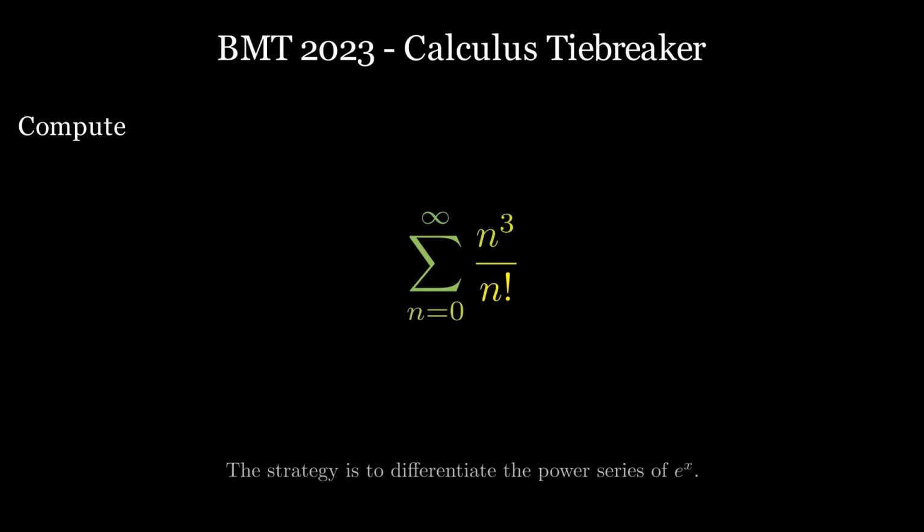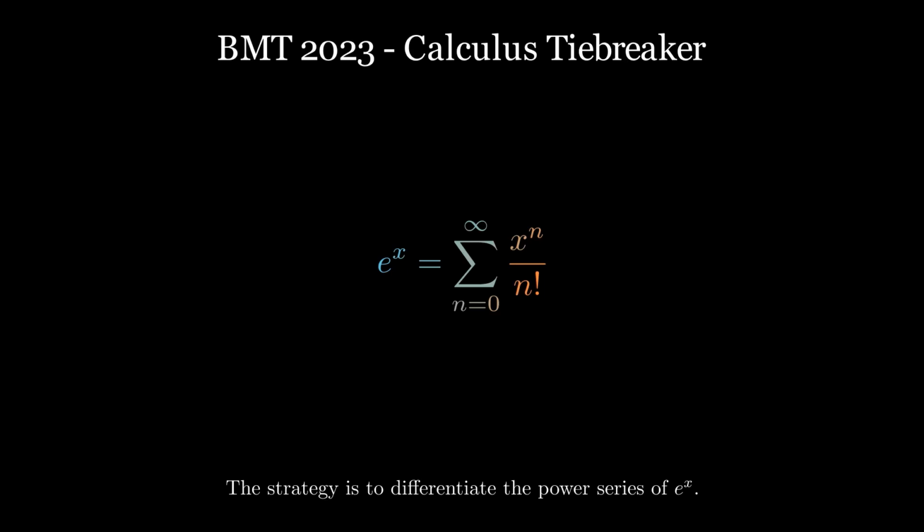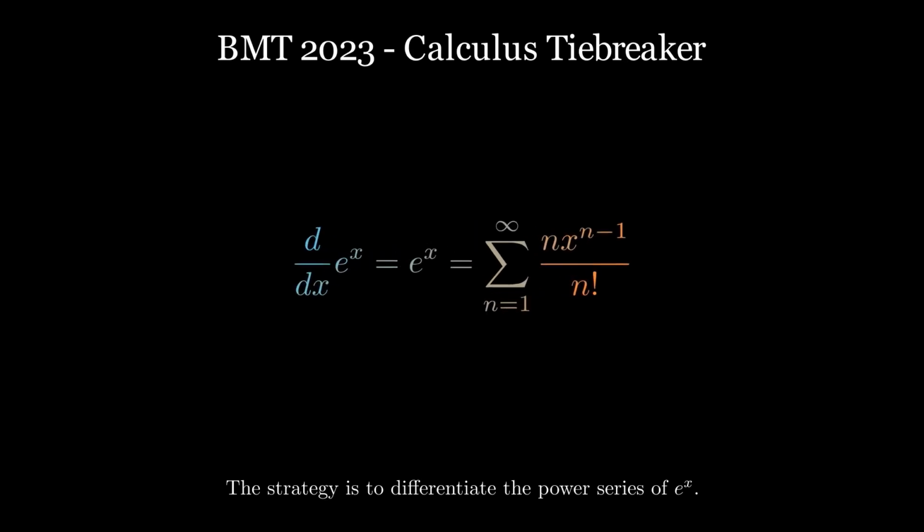The key idea? We differentiate the power series of e to the power of x to extract the needed terms. First, recall the fundamental expansion. e to the power of x equals the sum from n equals 0 to infinity of x to the power of n over n factorial. Now let's differentiate this function to reveal a new pattern.